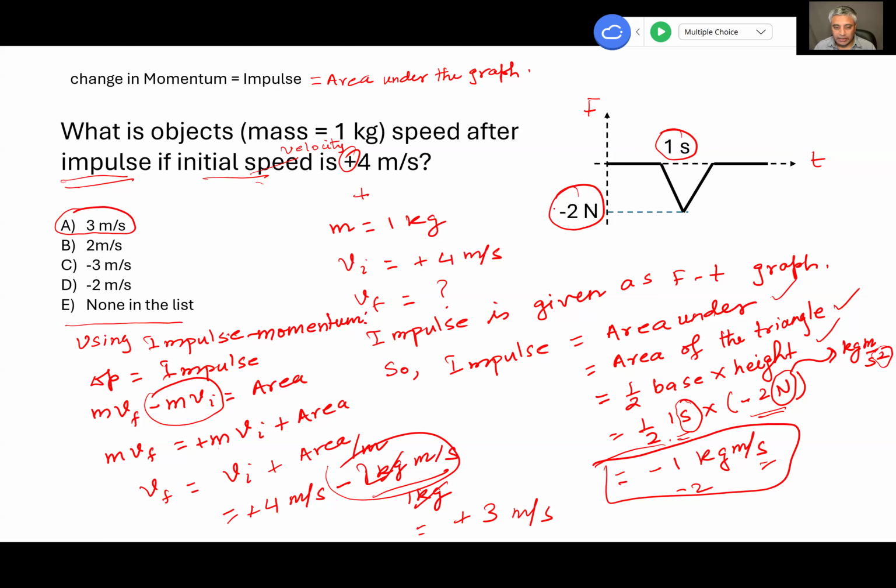So that's what I was talking about. Please don't just multiply force and time to get the impulse when it is given in terms of a graph. Here, force is not constant. That definition works only when force is constant. Otherwise, you have to use average force. The average in this case would be negative 1 Newton. So negative 1 times 1 becomes negative 1, and that brings the 3. So that is a little bit of that mistake there.